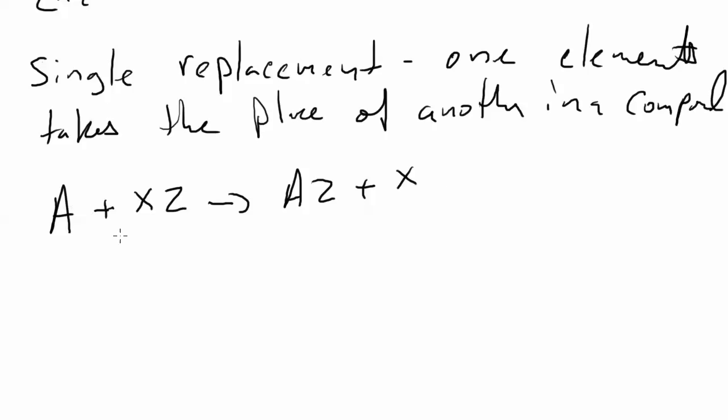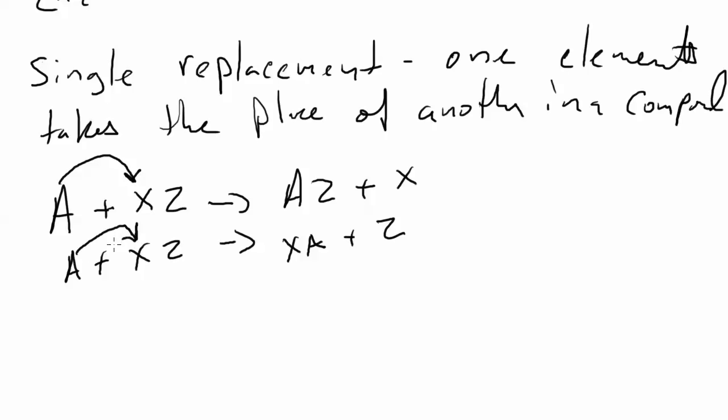Now it could happen either way. You could also have the element reacting with the second compound. Just depends on what the element is. And if that happened, you'd get XA plus Z. So the element can take the place of either one. It depends on what type of element it is.